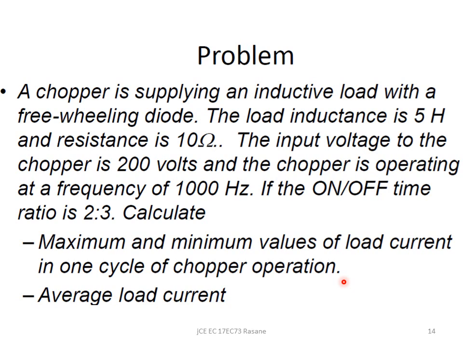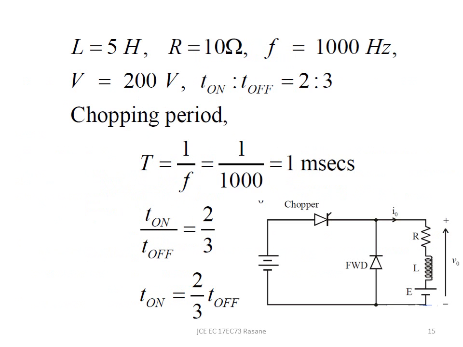I hope you remember the maximum and minimum value formulas that we derived when we did the step down chopper with RL load. And also you are expected to calculate the average load current. Okay, so we have all the formulas with us. So let us continue. This is your step down chopper with a freewheeling diode and the RL load. So the given values are L equal to 5 henries, R is 10 ohms, F is 1000 hertz, the input voltage is 200 volts, and T on to T off ratio has been given as 2:3.